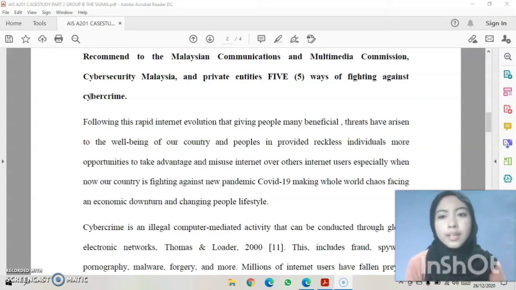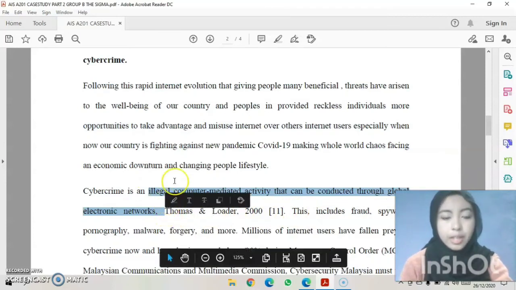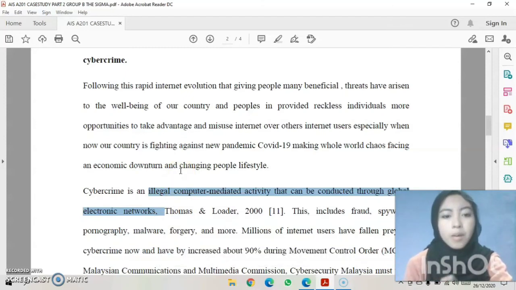Nowadays, the COVID-19 pandemic is causing the whole world to face an economic downturn. In the meantime, our country has also been affected by an increase in cybercrime during the Movement Control Order, MCO, of about 90% due to the changing lifestyle of people. Cybercrime is an illegal computer-mediated activity that can be conducted through the electronic network. These include fraud, spyware, malware, and more.